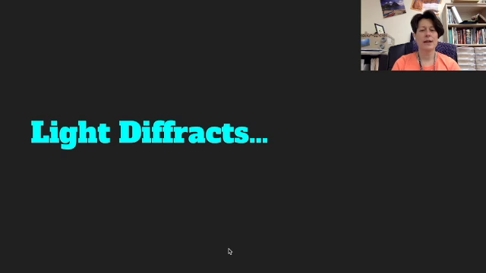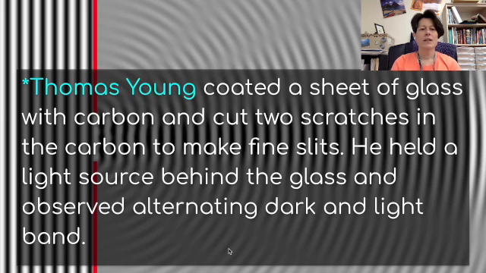Light also diffracts. Remember, this is bending around objects. A scientist named Thomas Young coated a sheet of glass with carbon and cut two scratches in the carbon to make fine slits. He held a light source behind the glass and observed alternating dark and light bands. So that's what's represented here, light bands, dark bands. And I know only one slit is here; there's probably another slit further over. But this is what we did with water waves as well with the wave table, if you recall.